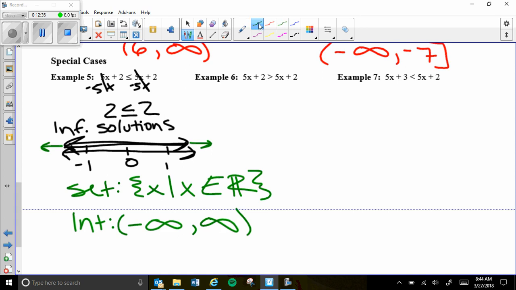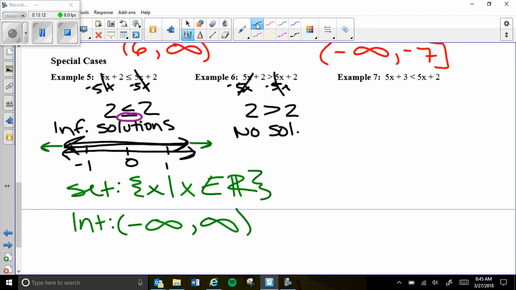All right, in example 6, again, if we move our variable to the left, my 5x's cancel out, so what's left? 2 is greater than 2. Is that a true statement? No, 2 is not greater than 2, so in this case, no solution. Why was number 5 true and number 6 is not true? In number 5, we have this equal to sign, so 2 is at least equal to 2.